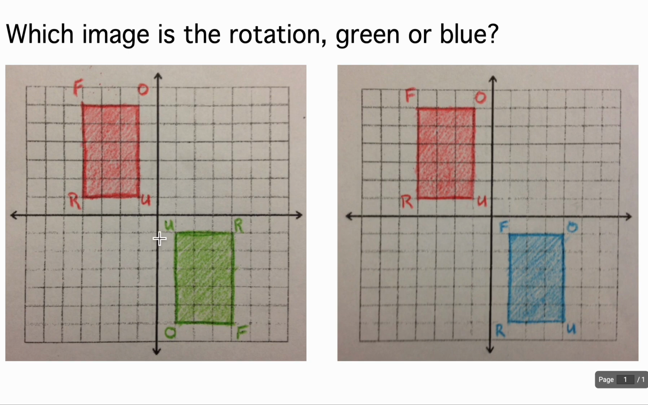Which image is a rotation? Is it the green or the blue? So pause to take some time to think about it. We'll come back, give the answer, and then write the rules for them.